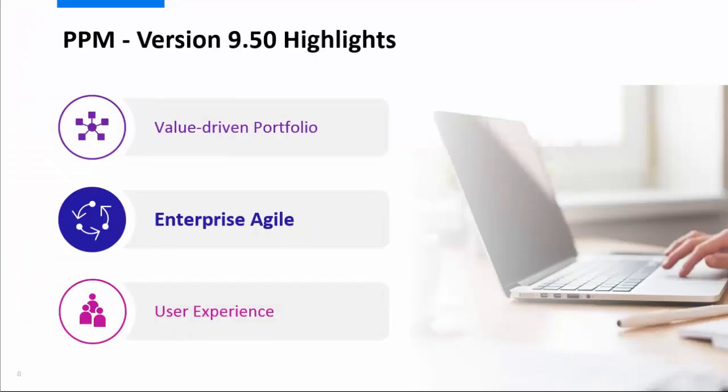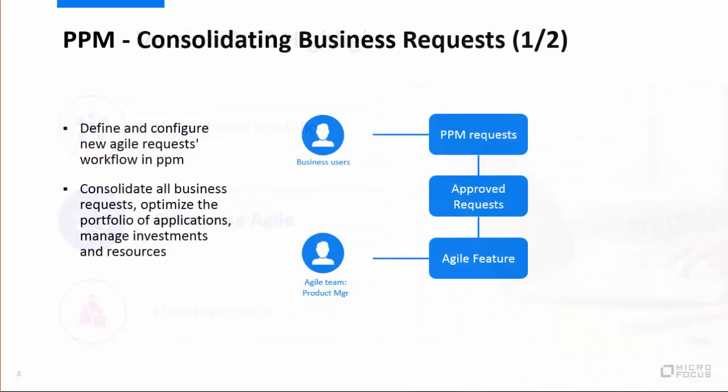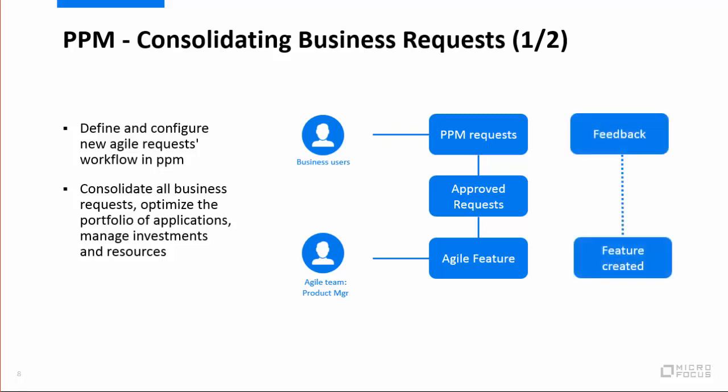PPM 9.50 adds new integrations and enhances existing integrations with Agile systems to improve Enterprise Agile in depth. The Request Agile Entity Integration allows users of both applications to participate in the processing of requests, defects, features, user stories, and so on. Let's see how this works.